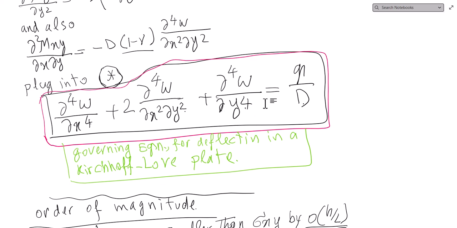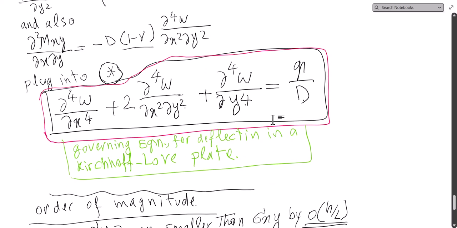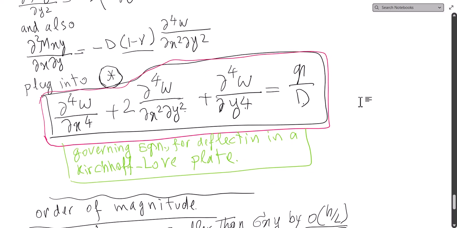Now, one important thing about Kirchhoff-Love theory, sometimes referred to as classical theory of plates, is that it ignores the deflection due to shear. Any shear deformation, the transverse shear in the Z direction on the side surfaces of the plates, is ignored.